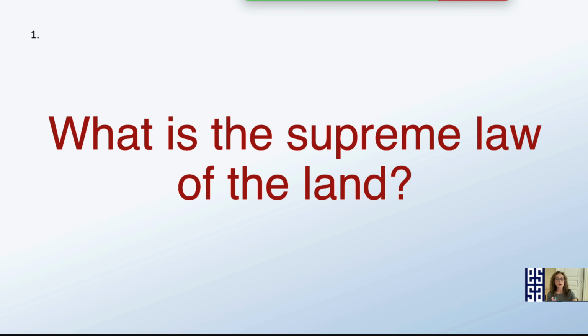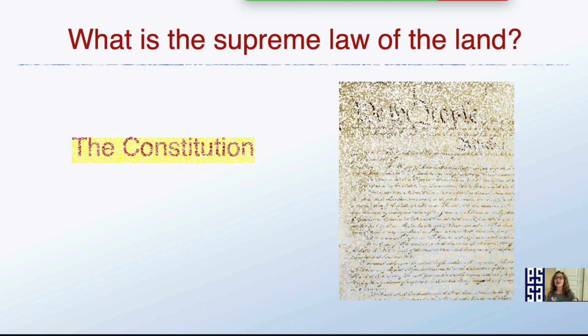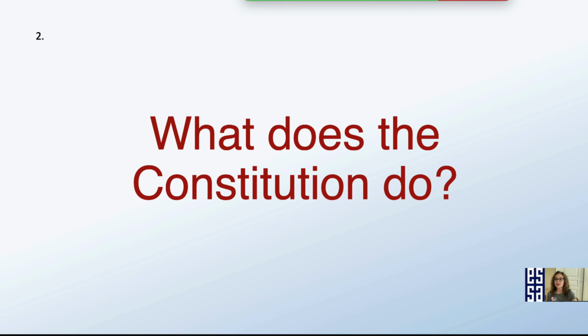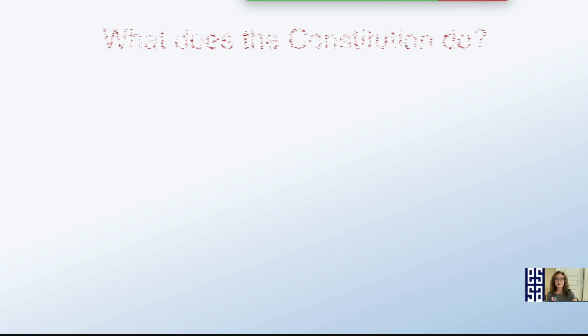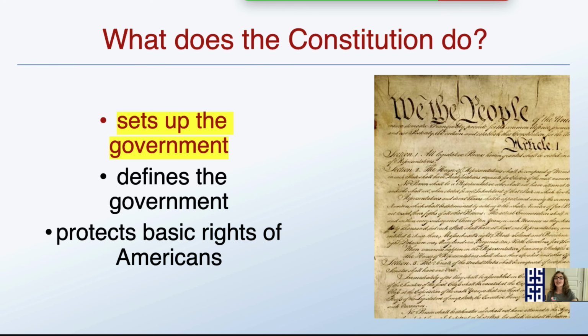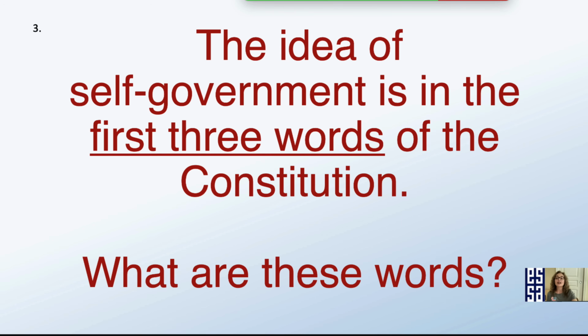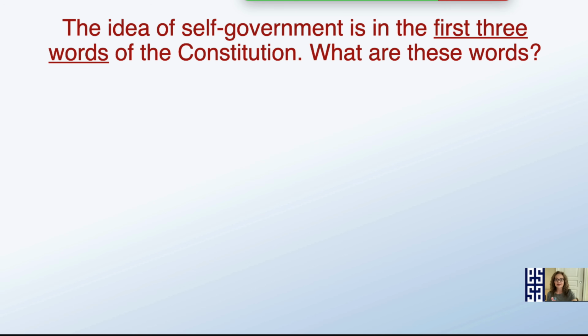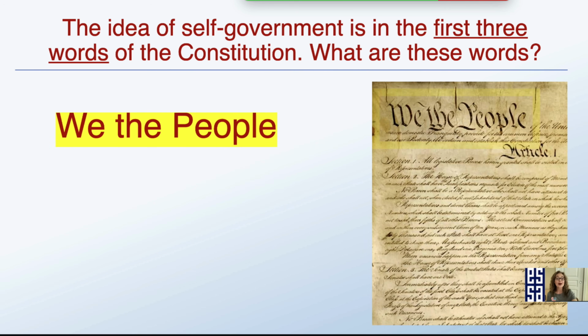What is the supreme law of the land? The Constitution. What does the Constitution do? Sets up the government. The idea of self-government is in the first 3 words of the Constitution. What are these words? We the people.